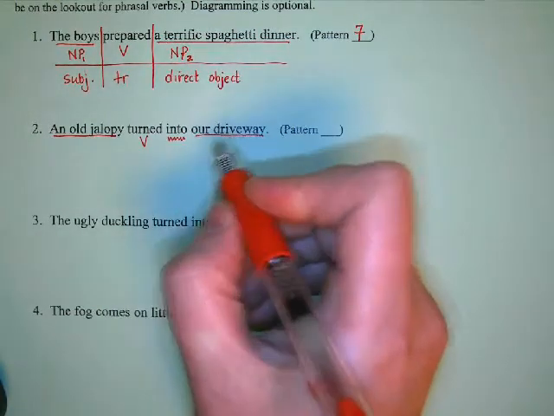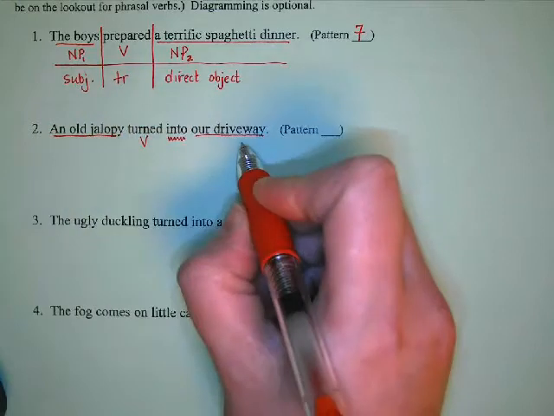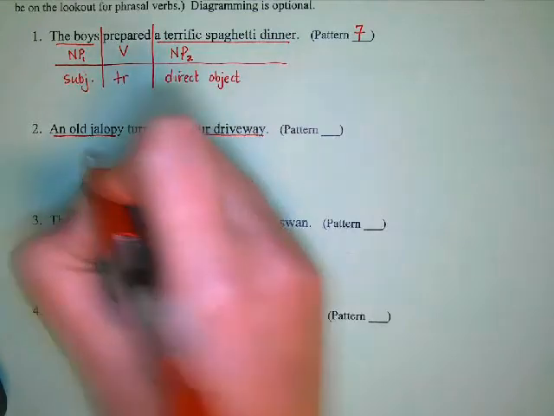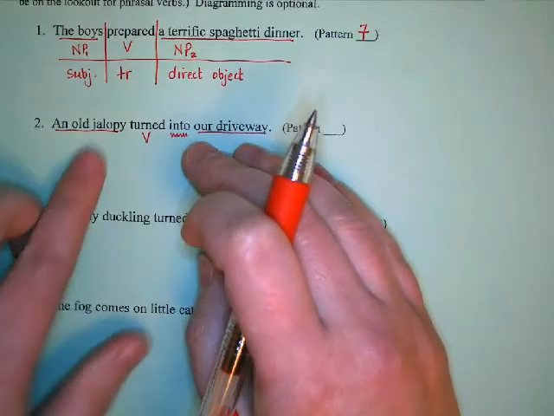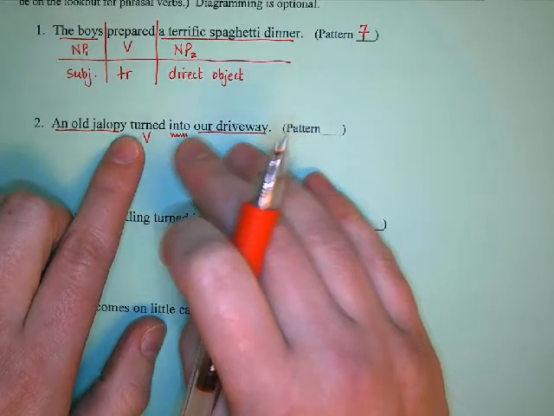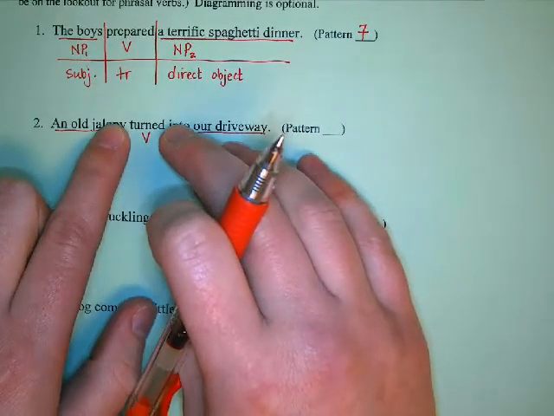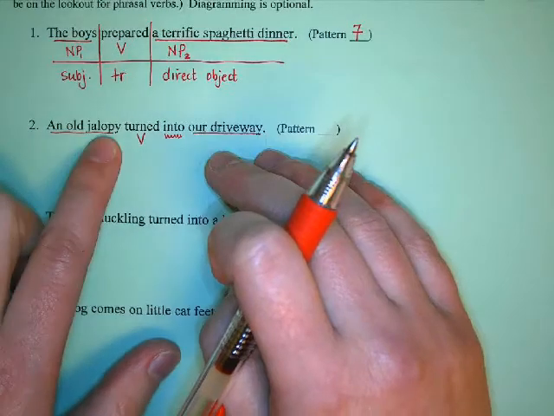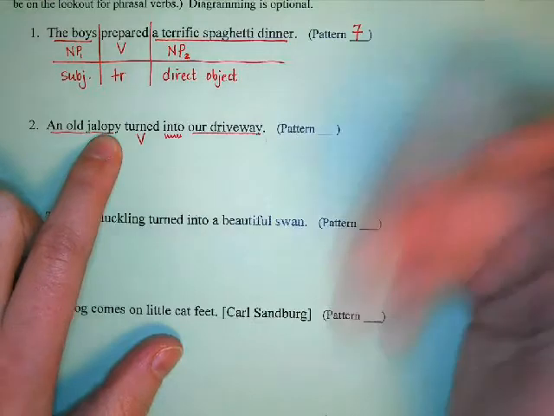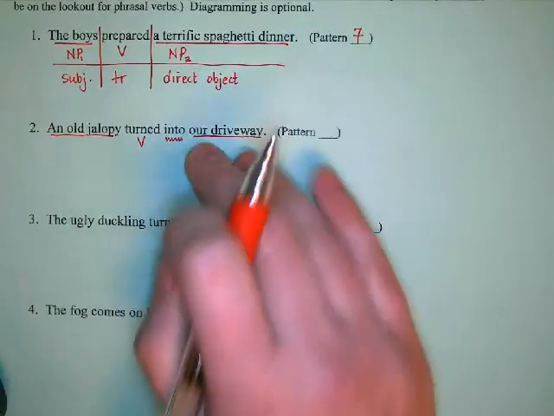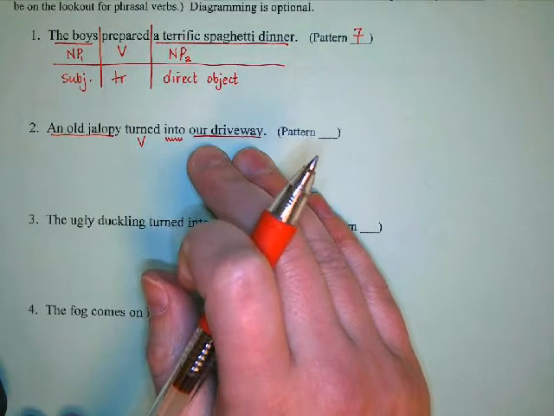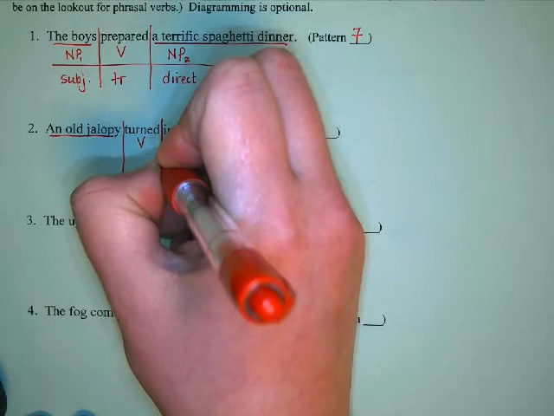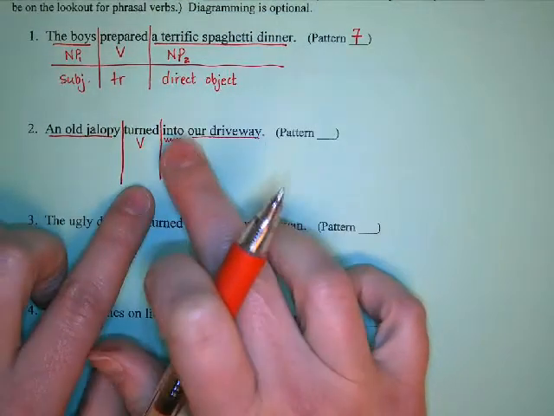So in this case, the old jalopy and the driveway, right, are two different things. So we know that when we look at our sentence, we've got meaning-wise, the old jalopy, is it changing directions or is it transforming into something else? In this case, an old jalopy is an old car, so if you don't know that, you can always look it up. It's an old car that doesn't become the driveway, right? We're not mashing it up and paving over it. So in this case, it's a directional change. So we don't really want that preposition inside of our verb.